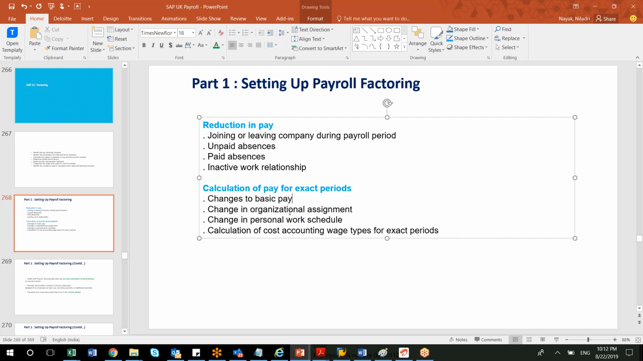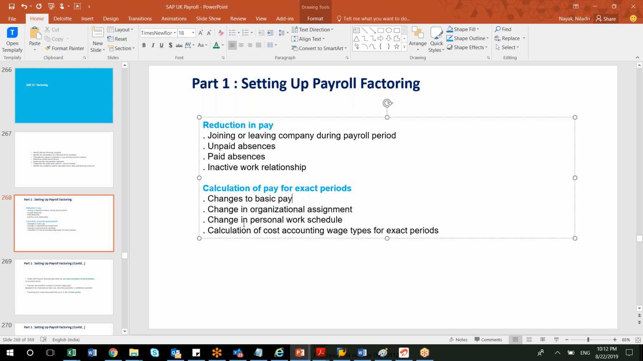Suppose there is a transfer in the middle of the month. Before the transfer there will be a different calculation. After the transfer, if there is any basic pay change or some kind of changes, those changes will also be reflected in one of the payroll functions, that is WPBP, that I will showcase to you whenever we run the payroll.